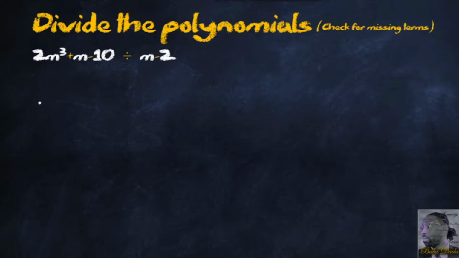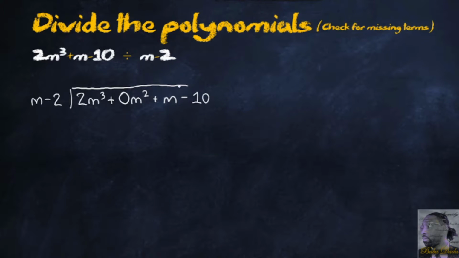Let's set up our problem. We're going to have m minus 2, and then we're going to divide that into 2m cubed, and now we're going to put our placeholder here. We're going to put 0m squared plus m minus 10.